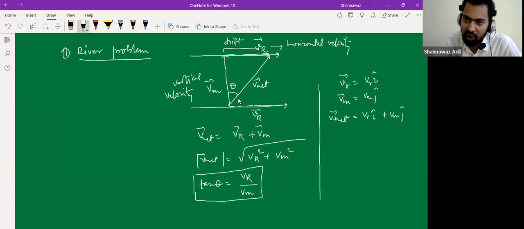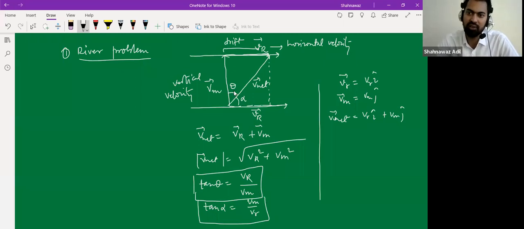So with the horizontal, the angle will be what? Tan theta will be VM by VR. Whatever the angle they ask, if they ask with the vertical, this will be the angle, and if they ask with the horizontal, this will be the angle. You apply the vector law, right?